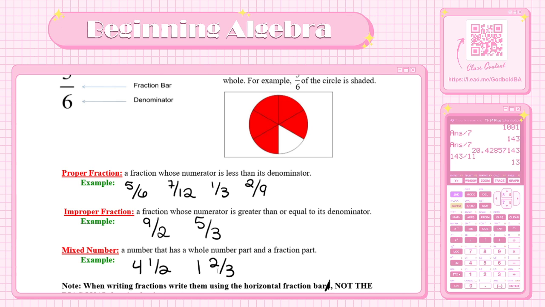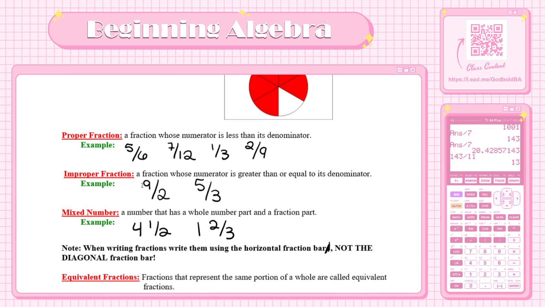So when you're writing fractions, I've been writing them with this horizontal fraction bar, and I've done exactly what I said not to do here. I am breaking my own rule. So I'm going to fix these: 5/6, 7/12, 1/3, 2/9, 1/2. I'm going to leave the other ones the way they are. It's fine. It doesn't really matter.